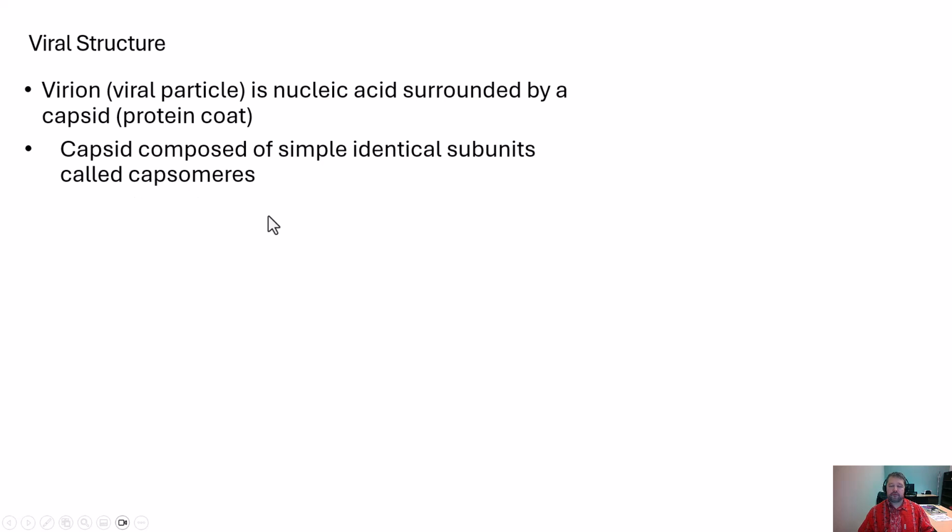Now, that doesn't mean that there are not other units that viruses can have. They can have a lipid layer. They can have projections, which we call spikes. They could be a bacteriophage, which then would have tails. So there are many other things that can be part of it. But in general, the viral structure is these two pieces: the viral particle, or the virion, which is the nucleic acid, surrounded by a capsid.